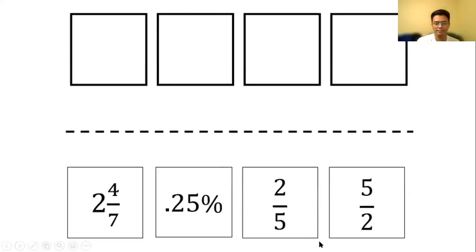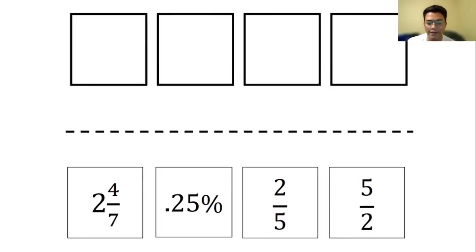Let's try another one. Take a look at this one. This one is in different forms. Three of these are fractions, and the other one is a percent. So we have to change it. Take a look at everything. It's your choice how you will change it. Let's say you want to change everything into percent, or let's say you want to change everything into fraction. It's up to you, whatever will help you.